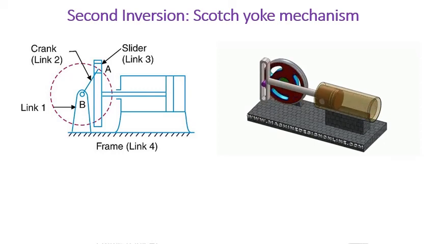So this inversion is obtained by fixing either link number 1 or link number 4. Okay. When the crank, that is link number 2, rotates about B, then this link number 3 reciprocates, and this fixed link guides the frame. Okay.